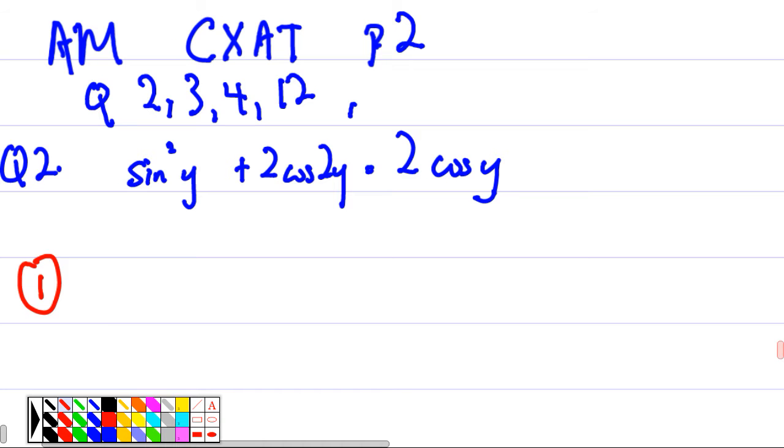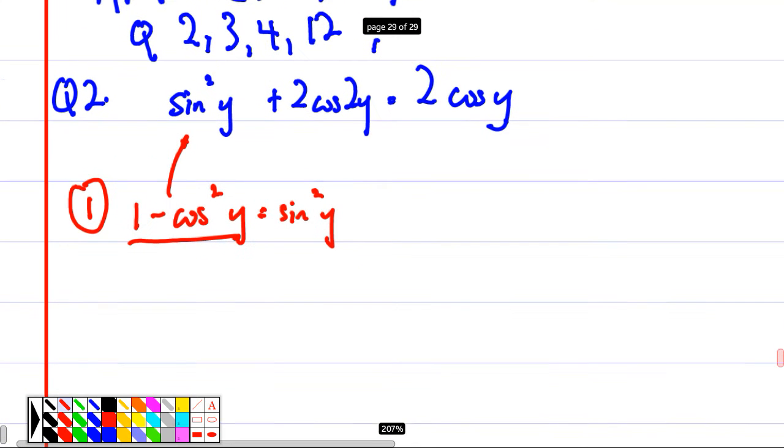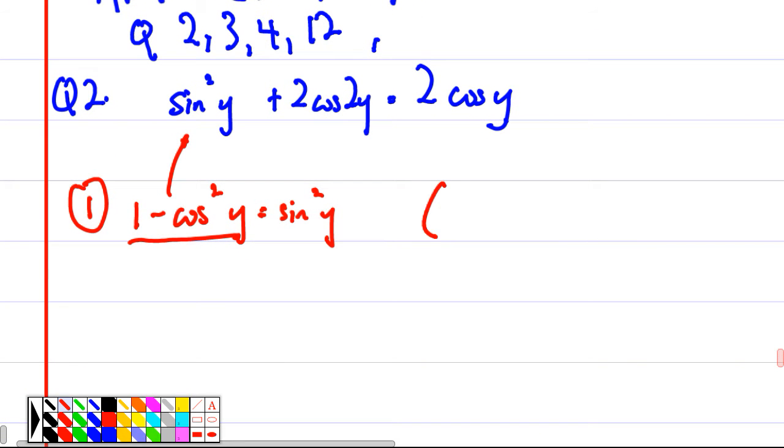First page. So you use what formula? 1 minus cosine square y equals sine square y. So you put this inside here. Good. Now the idea here is to convert everything. The first concept is actually to convert everything to one type of trigo.